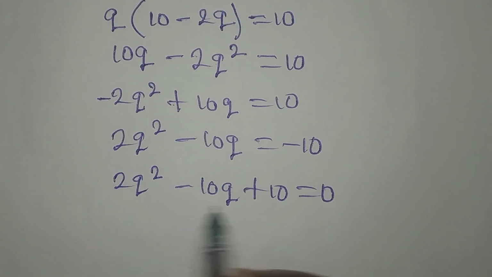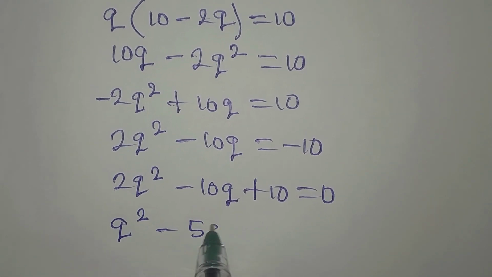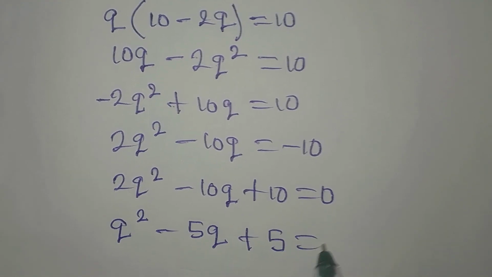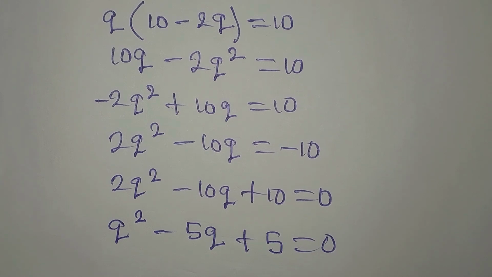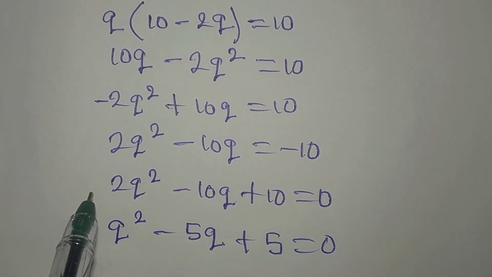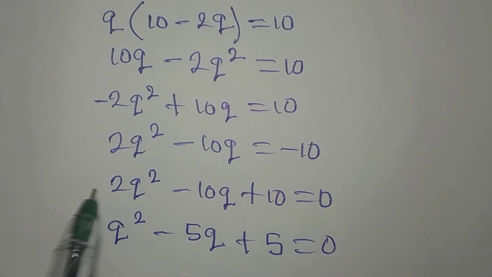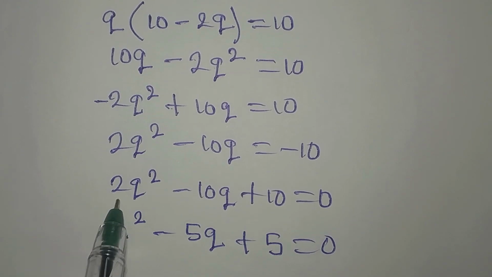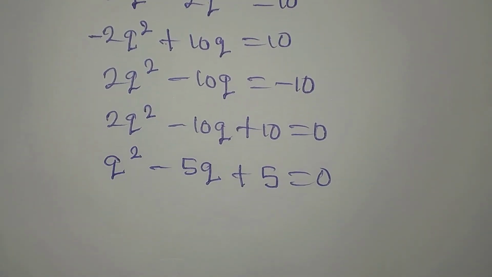Now, do you know that this equation here is the same as Q² - 5Q + 5 = 0? What I did here is to reduce this equation by dividing all through by 2. Since 2 is a factor here, it's a factor here, and it's also a factor there. Now we have a quadratic equation.